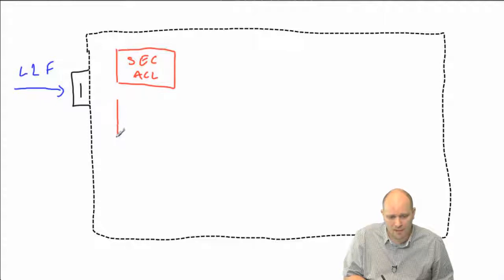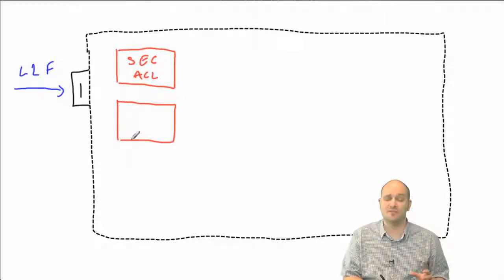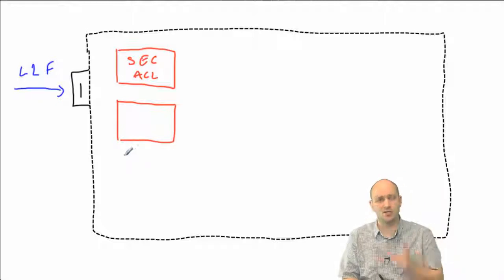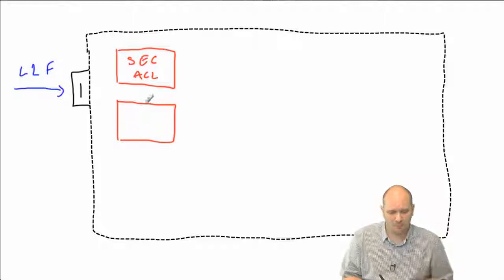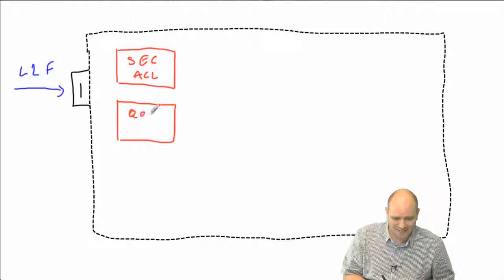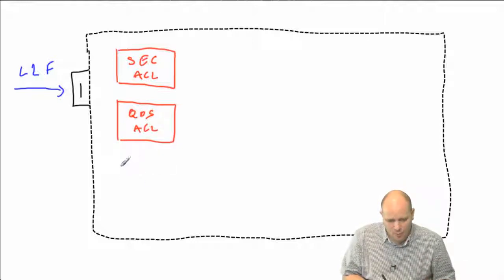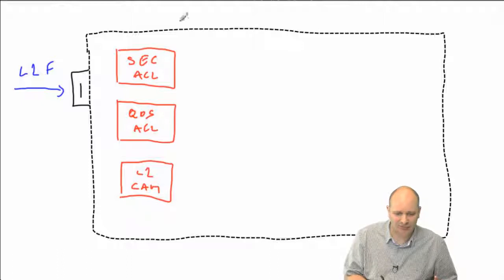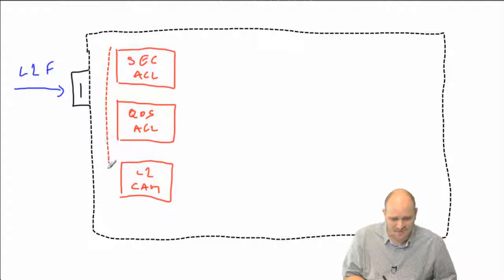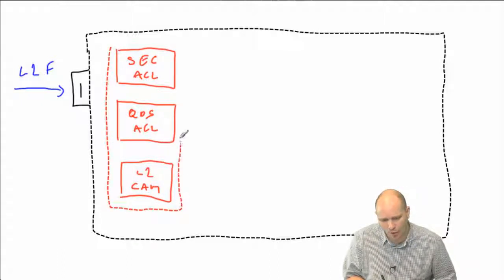Then we may need to perform certain QoS classification, and QoS classification on Catalyst switches can be done using different methods, but the one in particular involves use of the TCAM table, which are the QoS access lists. And then finally we need to consult the layer 2 CAM table, or our MAC address table. All these tables are going to be examined simultaneously. This is the power of the TCAM.